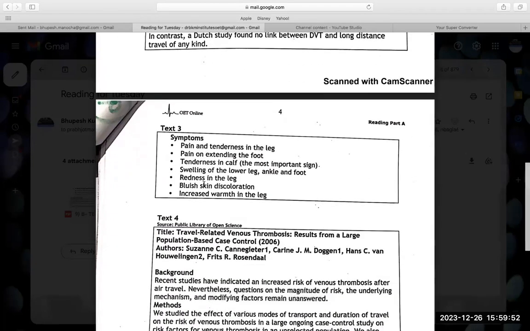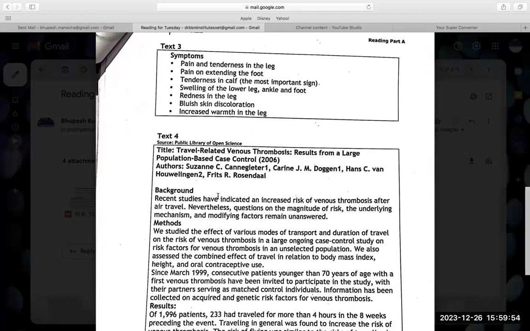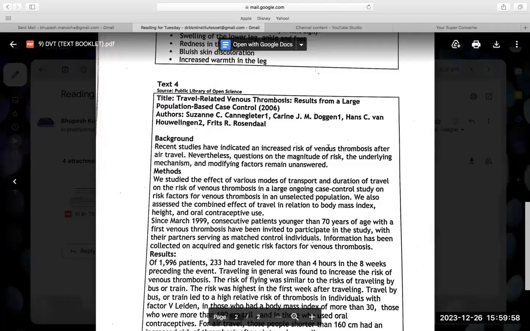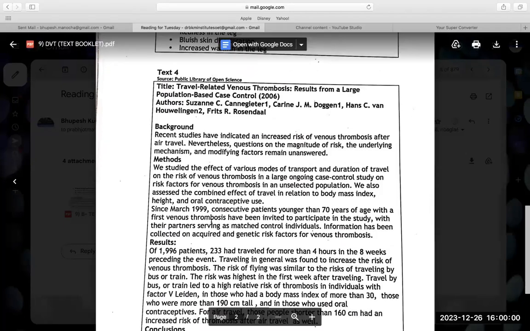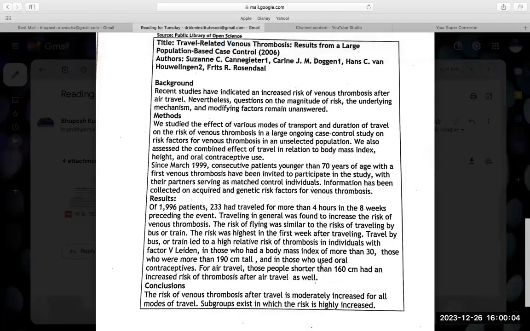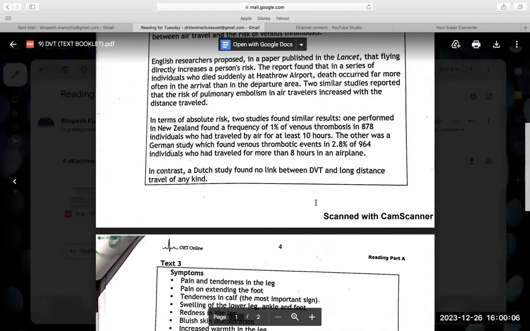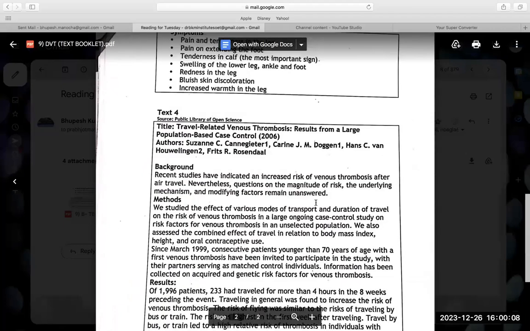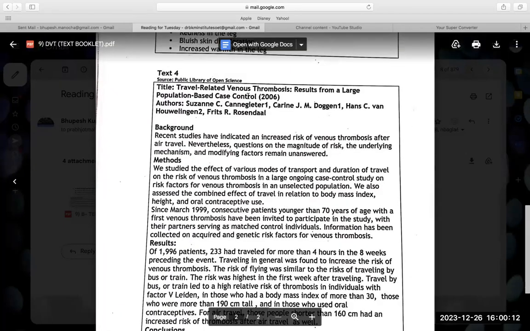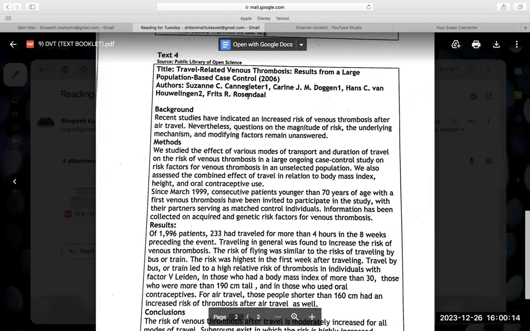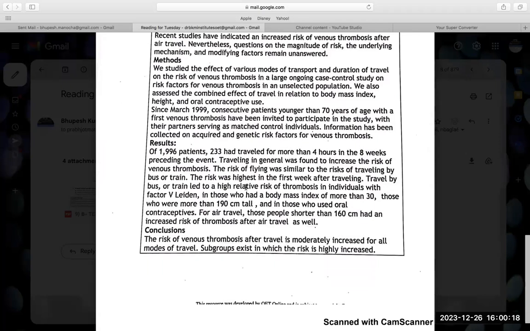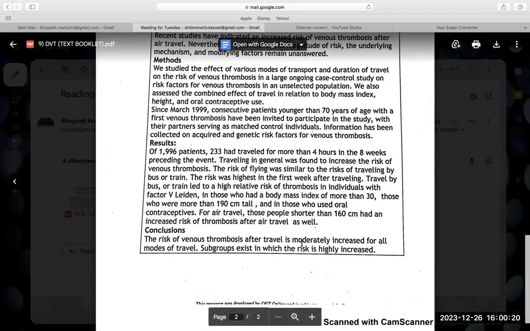In text 3, there are symptoms. In text 4, there is travel-related venous thrombosis. And then there is again background, method and result, talking again about a bit of numbers. So numbers and percentages were in text 2, but text 2 had research, and in this one also there is some kind of research which is population based. Conclusion: the risk after travel is moderately increased for all the.